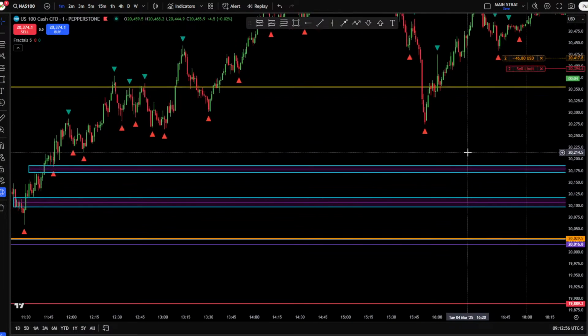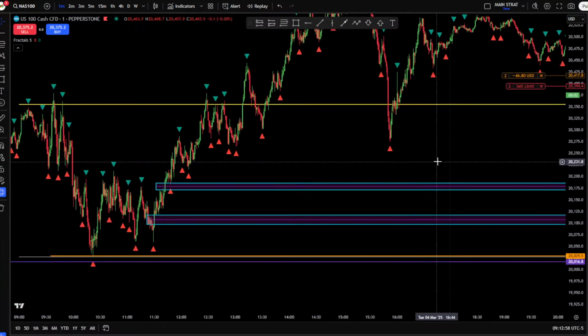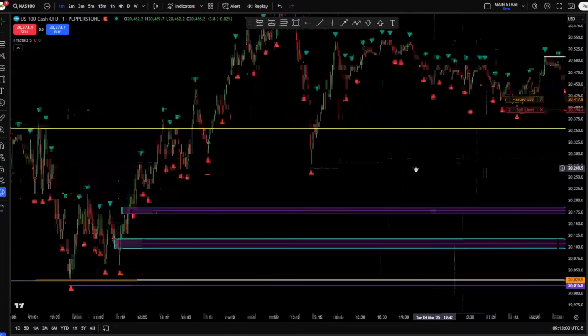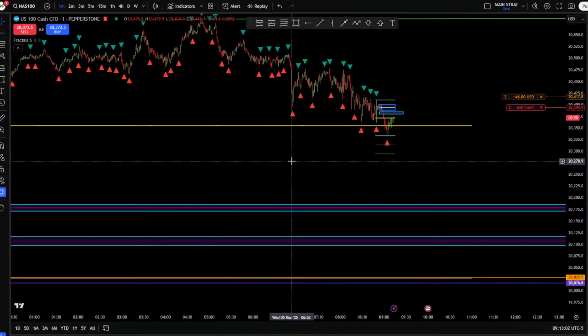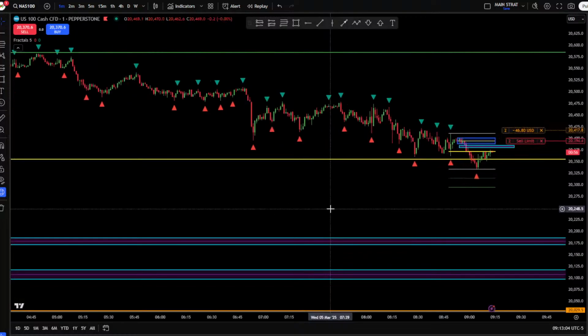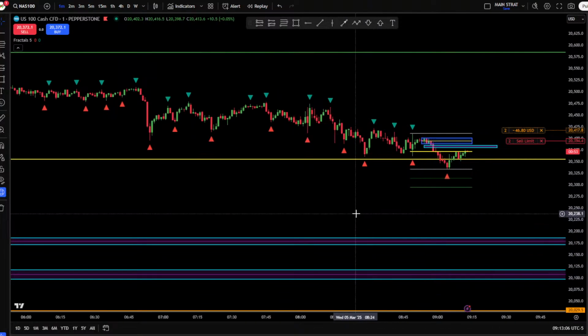But before reaching those highs, I think we'll probably go to a discount first, which would be down here, filling in those gaps.